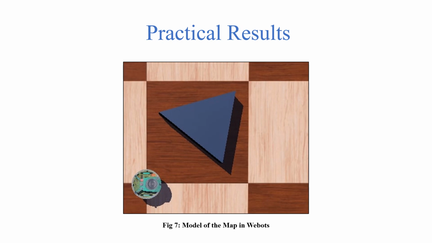Now to the practical results. This figure right here shows the model of the environment in Webots. This right here is the E-puck robot. This is the obstacle; we use a rectangular obstacle to test our algorithms.